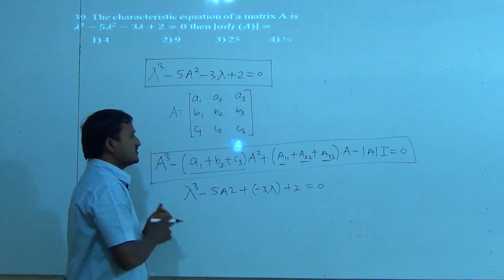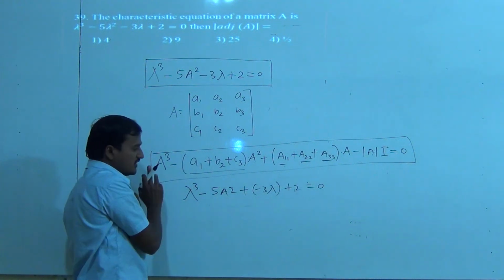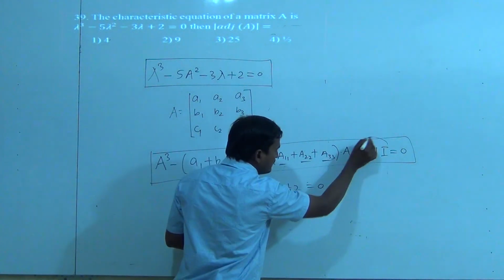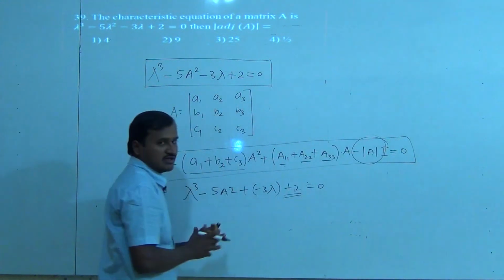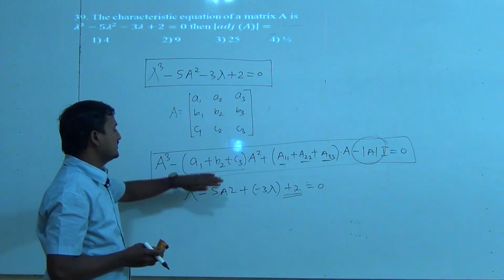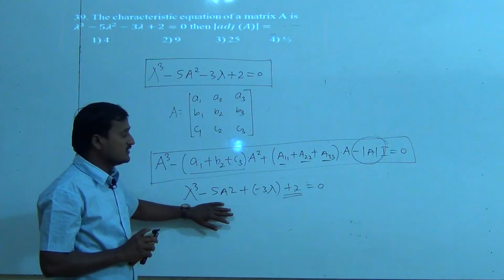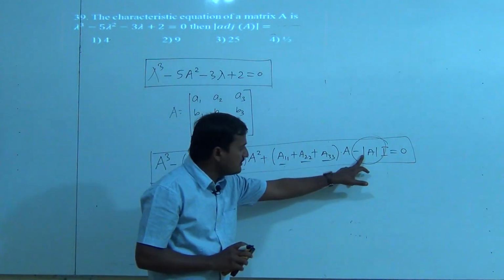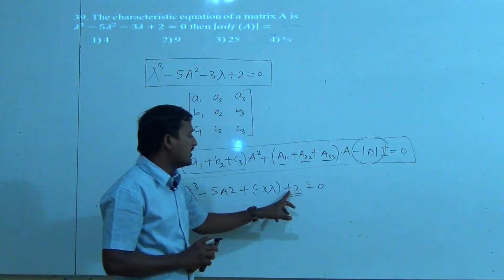Just compare this equation with the given equation. Here I am comparing this equation with the given equation, right? By comparing these two equations, in place of determinant of A into I, I have plus 2.